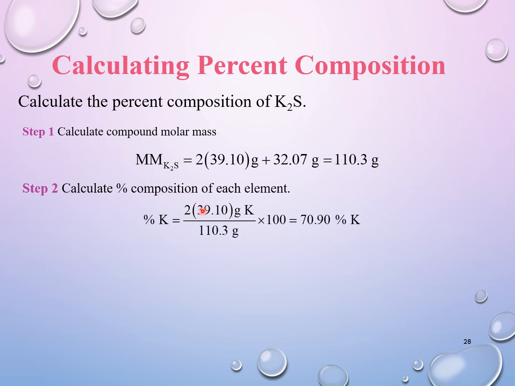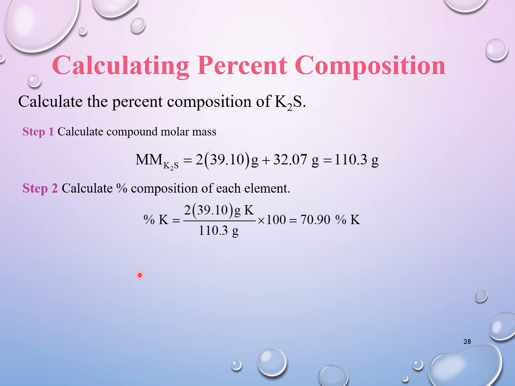Now, if you want to find percent of potassium, you take 2 times 39.10 grams of potassium on the top, divided by 110.3 grams on the bottom, because this is a molar mass. We assume we have 1 mole because it's a convenient number, and then times 100, you get 70.90% potassium. In this case, if you wanted to find sulfur's number, you can take 100% minus 70.90, and you will get the answer for sulfur.